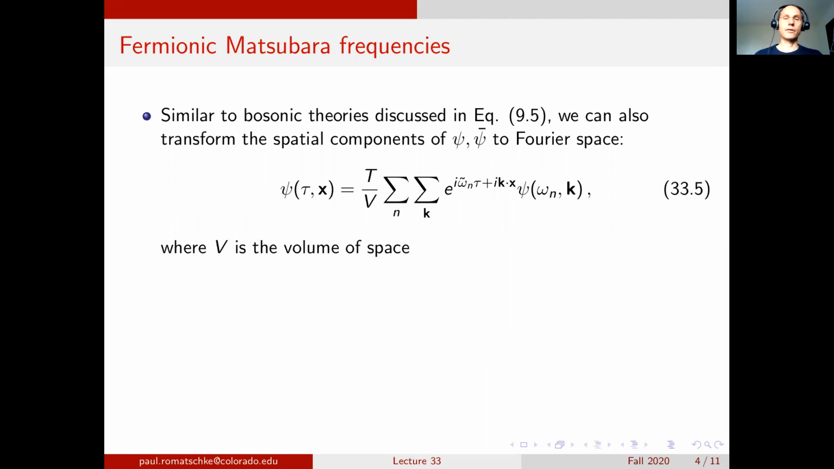Similar to the bosonic theories we discussed back in lecture 9, we can also transform the spatial components of the fields psi and psi bar to Fourier space. So we have a corresponding sum over the wave vectors k. V here denotes the associated volume of space.